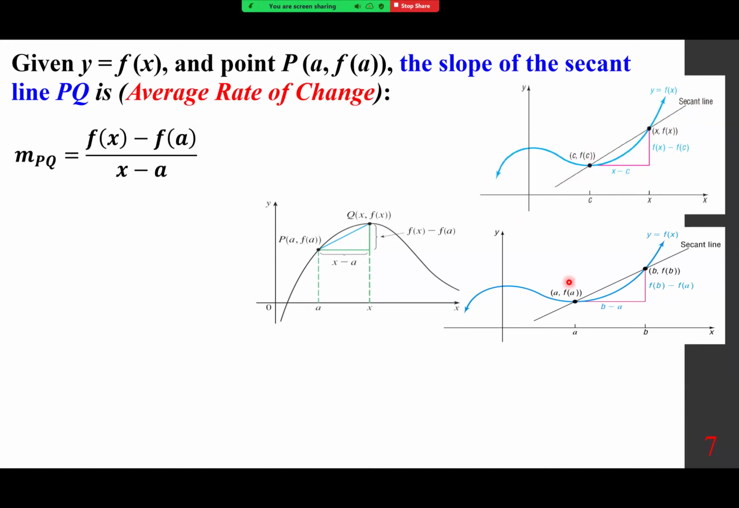If we call this a, f of a, then b minus a is the run, f of b minus f of a is the rise, and it gives rise to this equation, f of b minus f of a over b minus a.